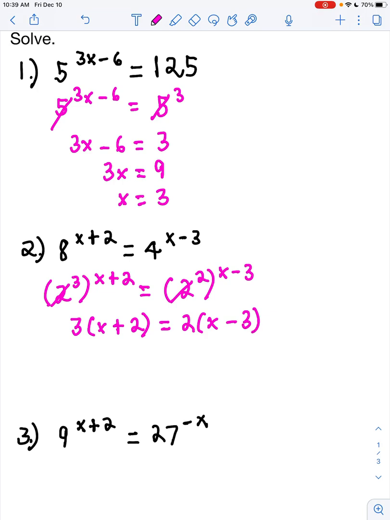Some people don't write that step, and I'm okay with that as long as you don't forget to distribute correctly and get 3x plus 6 on the left and 2x minus 6 on the right. So then to continue solving, if I get the x's on the same side, I'd subtract 2x from both sides as well as 6 from both sides. That's going to give me x equals negative 12. And of course, I can plug negative 12 back in.